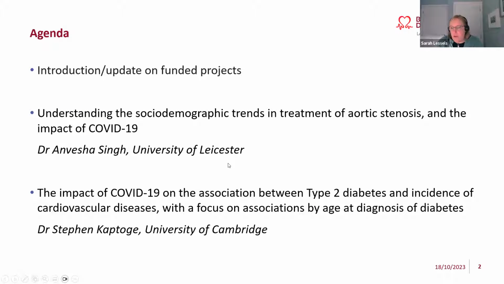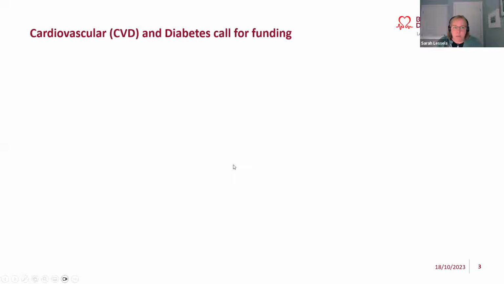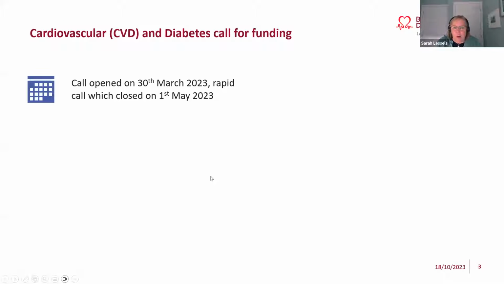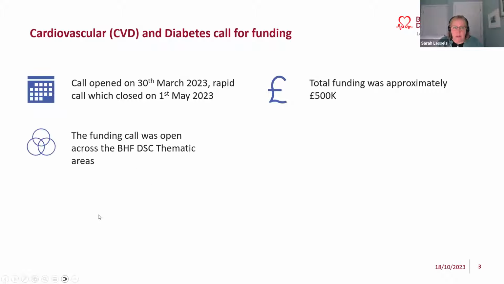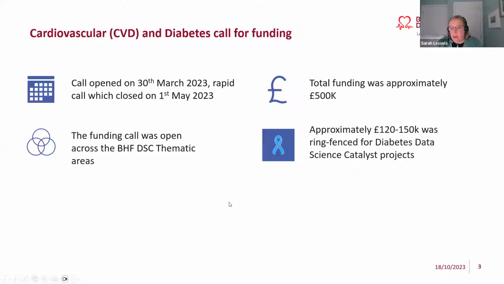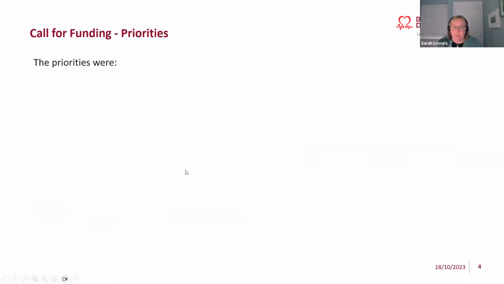But first of all, I'll run you through the call for funding and the projects that we have funded. It was a rapid funding call. We launched this at the end of March and it closed at the beginning of May this year. The total funding available was around £500,000, and the funding call was open across all of the data science centre thematic areas. We had around 120 to 150,000 ring fenced for the diabetes data science catalyst projects, and we expected to fund around 8 to 10 projects.